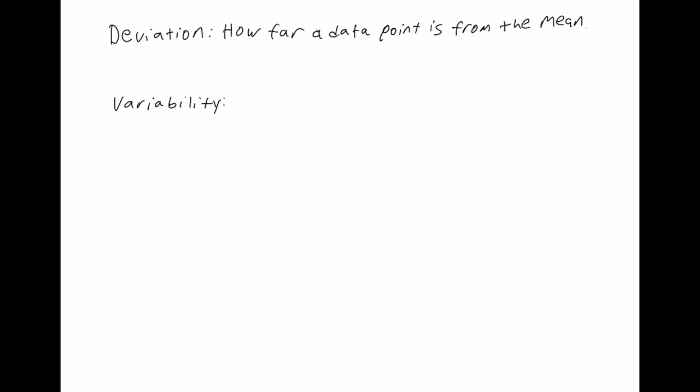The variability of data is how much data varies. What that means is, is all the data close together, or is all the data far apart? So if you've got a graph where a lot of the data is very far from the mean, then it has a high variability. If all the data is clumped together around the mean, then it has a low variability.